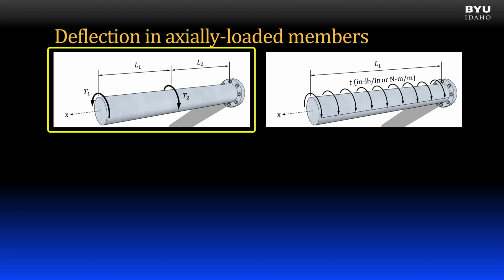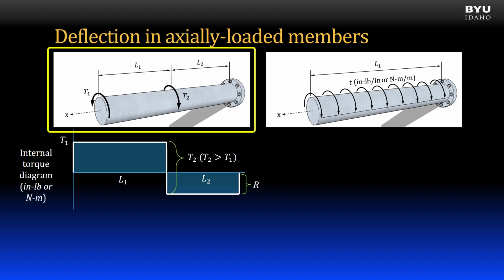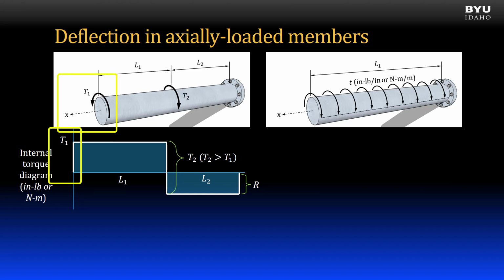Since the angle of twist equation is based on internal torque, it can be very helpful to plot an internal torque diagram. Here's the diagram for the member on the left. Note that torques acting counterclockwise are plotted as positive, based on the right-hand rule with the thumb in the direction of the positive x-axis.